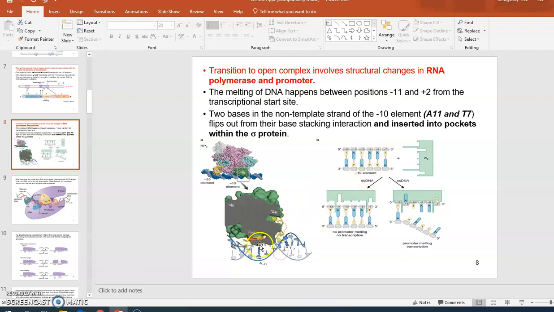So there is minus 11 and maybe T7 right there. They flip out and go into the pockets of the RNA polymerase, the pockets within the sigma factor. That's what is showing up there, the sigma factor protein. They bind, and that's the start of the melting. Again, the sigma factor interacts with those two nucleotides because it has the right pockets for them.